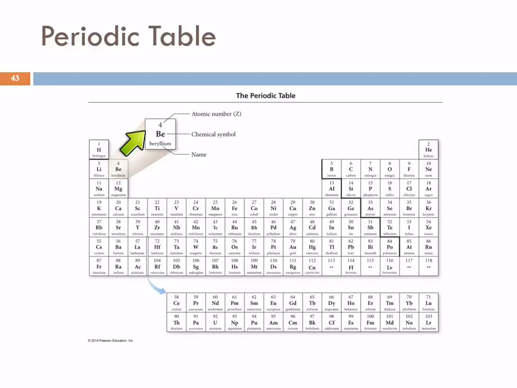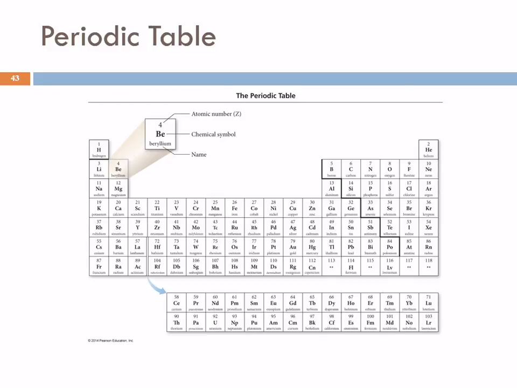So here's a periodic table, and here's a blow-up of the square for beryllium. Above the chemical symbol is a whole number. That whole number is the atomic number, the number of protons. So we can look at the periodic table, and we know that beryllium has 4 protons in its nucleus.